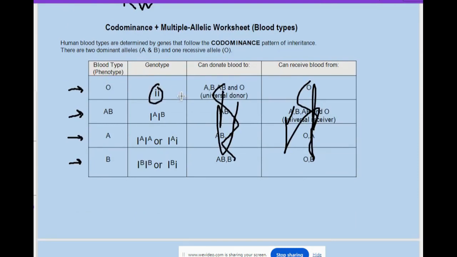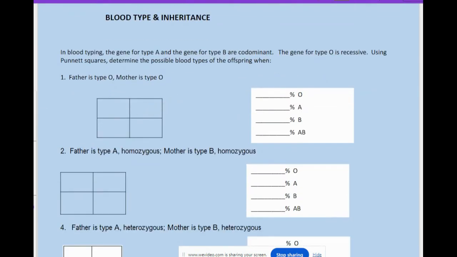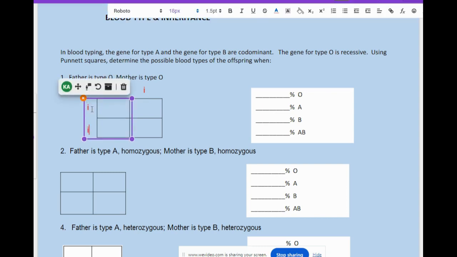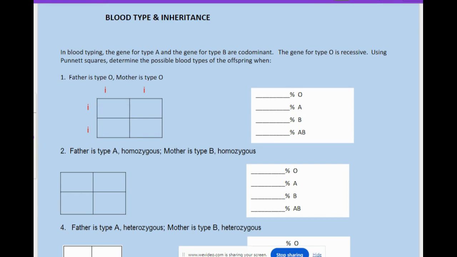Right there. So both parents have that genotype. I'm going to type it because it's easier. All right, so little i, little i. Remember, I'm not going to do all these. I'll do most of them. Little i, little i. I wonder what all the boxes are going to be.